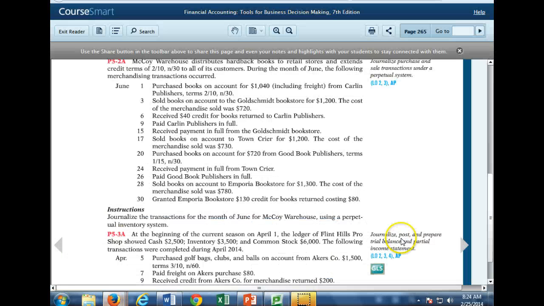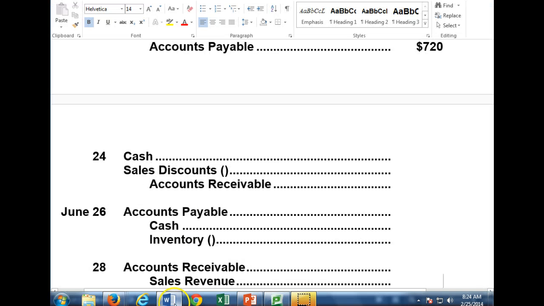The 24th, received payment in full from Town Crier. Town Crier, how much did they owe us? $1,200. And did they take advantage of our discount? They took advantage of our discount, and our terms were 2/10, net 30, right? Do you see that? So we're going to show that they took advantage of our discount. How much would we have received in cash?